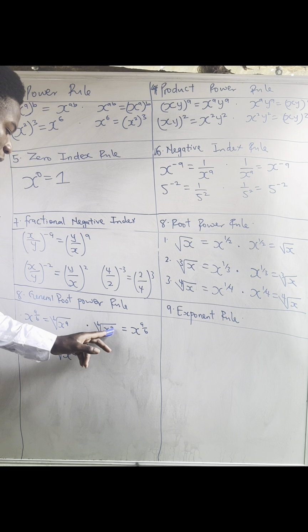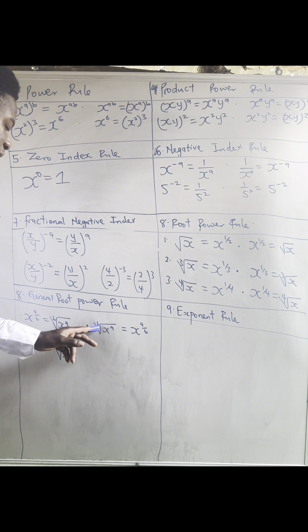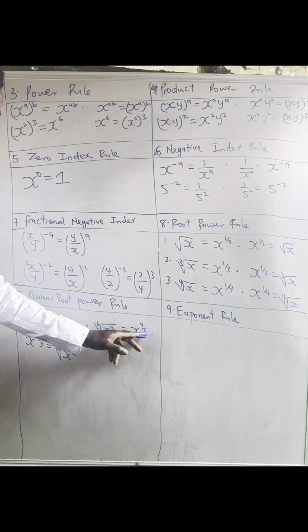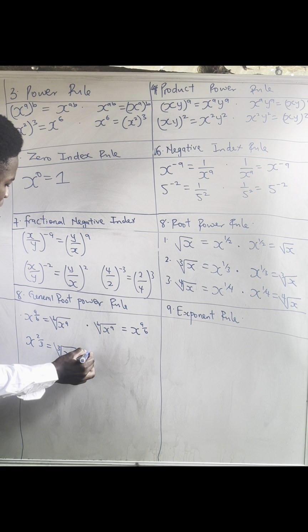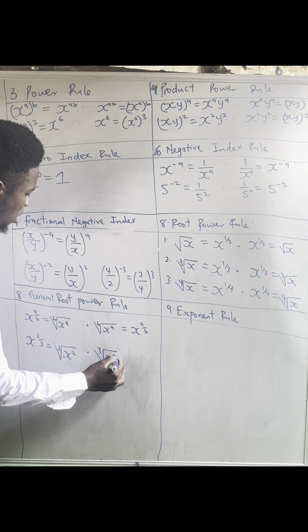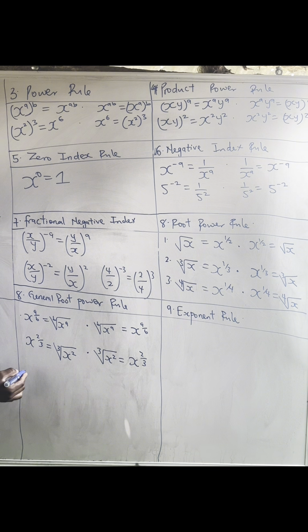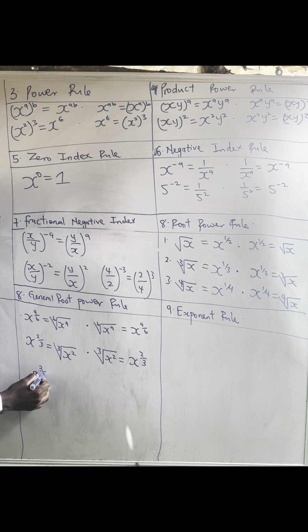So the power, the original power here, will become the numerator, while the number inside the root will become the what? Denominator. So therefore, I can also rewrite this expression of x squared as x raised to power 2 over 3. Let's look at another example. Let's say I have 8 raised to power 2 over 3.